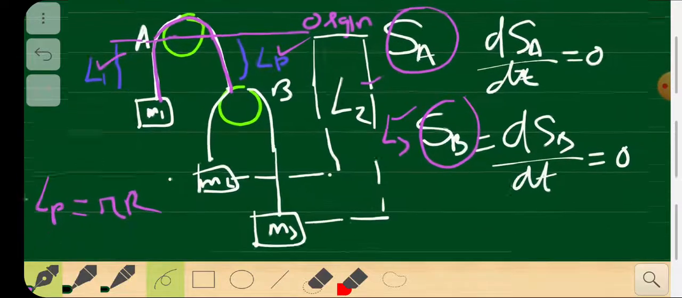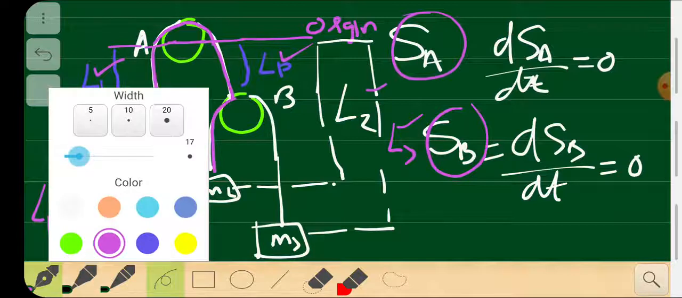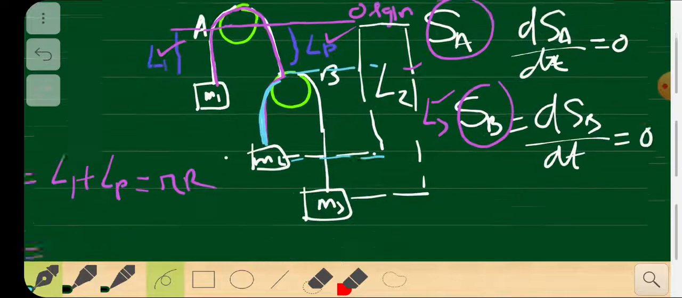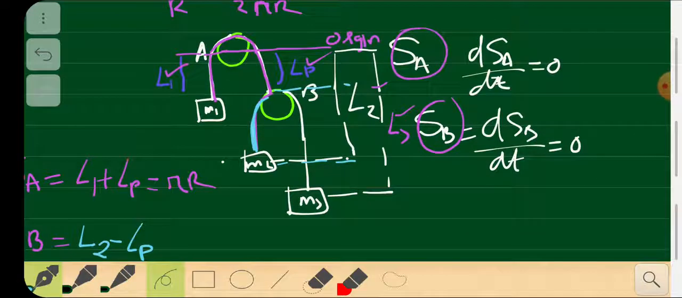that's a bit complicated. Now this distance, what is this distance? I'm going to use a different color. This distance will be the L2 distance minus LP, right? So that is L2 minus LP, and I'm going to write that down. And what is this distance, this one going downwards?